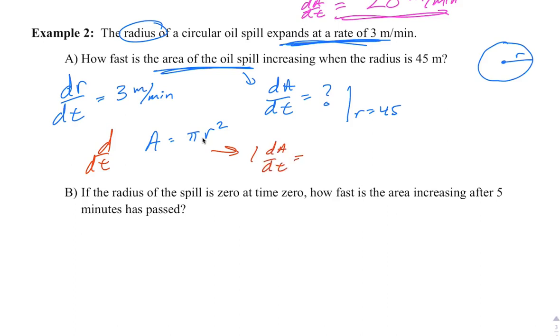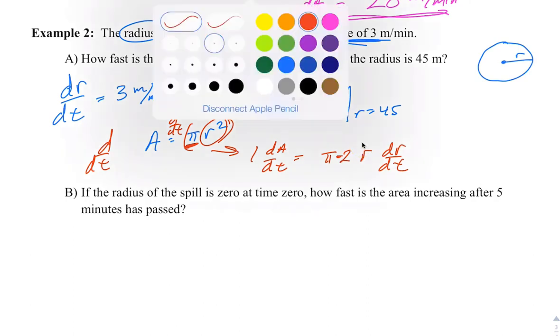On this side, pi is just a constant, just a number, so you just leave it there. So it's pi, the derivative of r squared is 2r, times dr/dt. So that's my derivative. And now we just plug in everything we have. I have the dr/dt right there. I have the radius I want, 45. That's all I need.